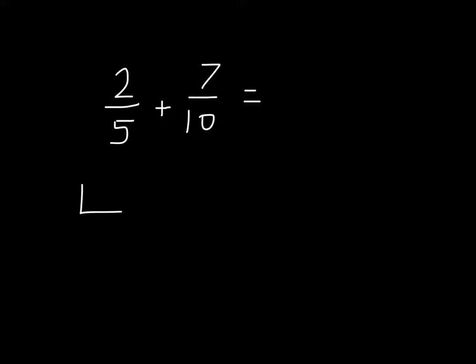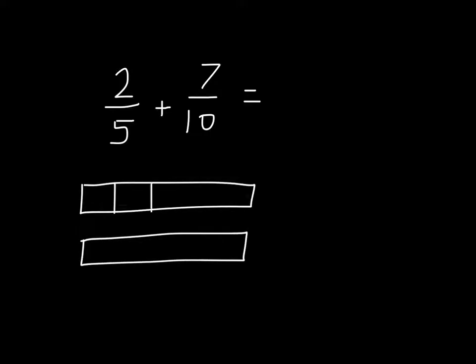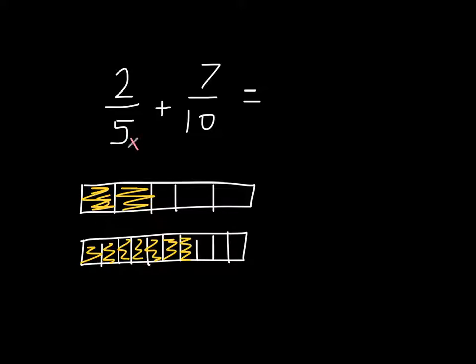So hopefully when you attempted this problem, you drew your 2 tape diagrams. You broke 1 into 5ths, one into 10ths, and I'm going to shade 2 of the 5ths, and I'm going to shade 7 of my 10ths, and I'm going to decompose my 5ths. I'm going to multiply each of these 5ths into 2 pieces. So now I have turned my 5ths into 10ths.